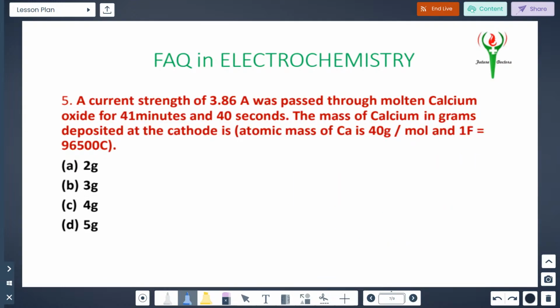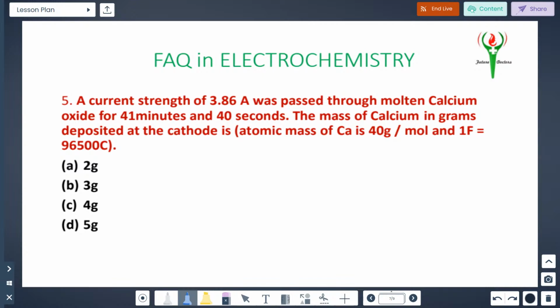This is also a formula-oriented sum. A current of strength 3.86 ampere is passed into calcium oxide for 41 minutes and 40 seconds. We have to find the mass of calcium in gram deposited at the cathode. So how much mass of calcium is deposited? We have to find out.